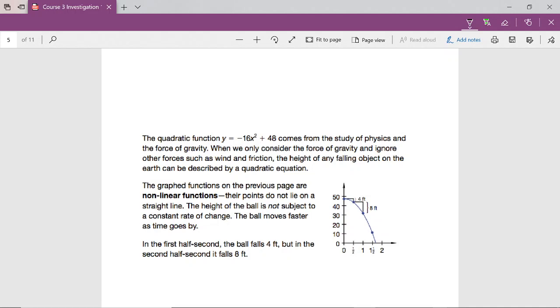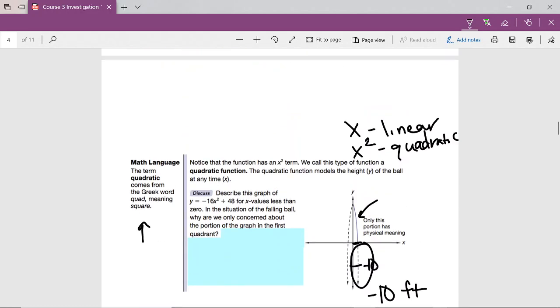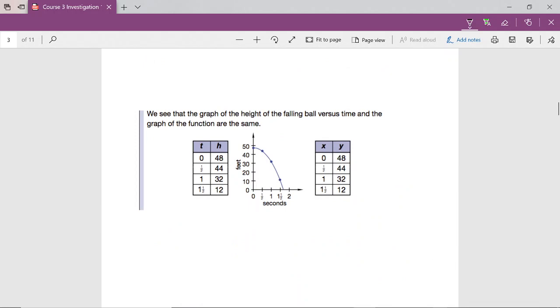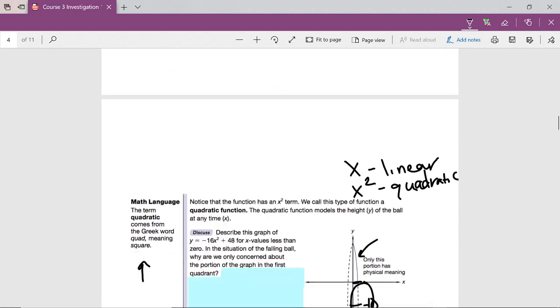Yes, we can have fancy names like quadratic or parabola, but truly they're just nonlinear. Their points do not lie on a straight line. The height of the ball is not subject to a constant rate of change, because as you can see from up here, even though we were going by the same increment of seconds, half a second between each, we were not falling at a constant rate. If that were true, we would see -4 here and then another -4 and -4. That's not true. So this is definitely not linear because we do not have that constant rate between our values here.